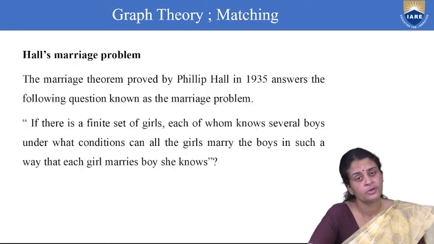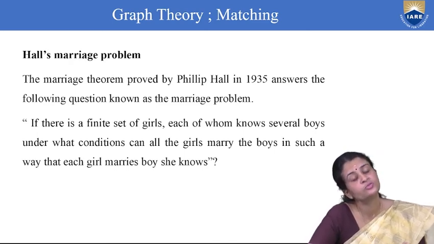Another consequence of Hall's theorem is Hall's marriage theorem. It answers this question: if there is a finite set of girls, each of whom knows several boys, under what condition can all the girls marry the boys in such a way that each girl marries a boy whom she knows.